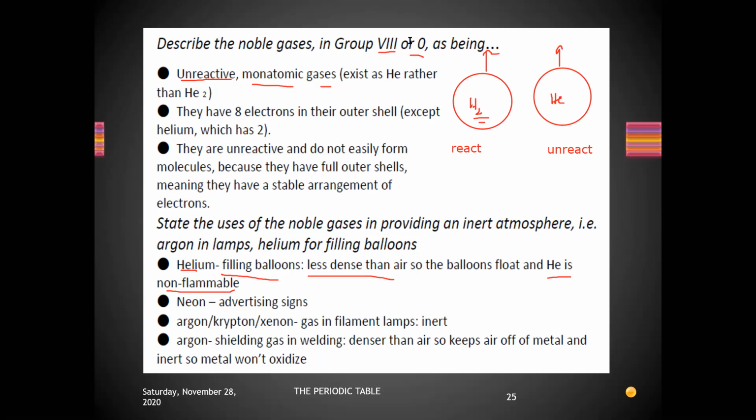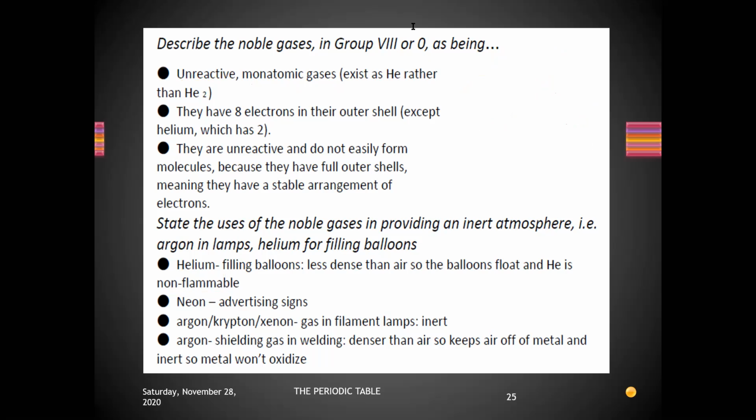Argon, krypton, and xenon can be used for a filament lamp. A filament lamp is not very commonly used now because of its low efficiency. It consists of a metal wire, a tungsten wire, and this tungsten wire is inside a glass bulb.